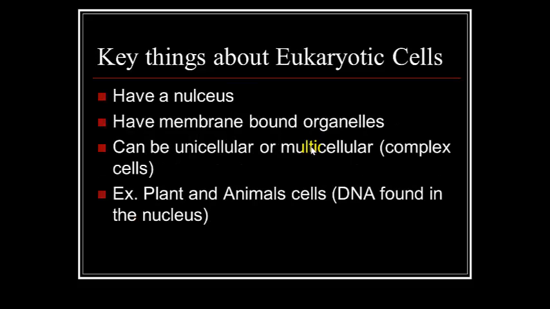Key things about eukaryotic cells. It's kind of like the opposite. The eukaryotic cells are more complex. They have a nucleus. They also have membrane-bound organelles. These can be unicellular or multicellular, and they are very complex cells. You saw in the picture earlier that there's more things going on in the eukaryotic cell than there are in the bacteria cell, the prokaryotic cell. And again, examples of eukaryotic cells are plant cells and animal cells. These have DNA as well, but the DNA is found in the nucleus.